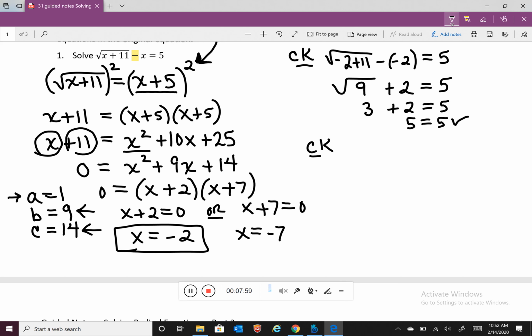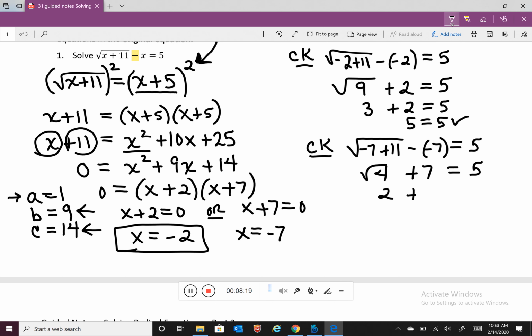For our second check, we're checking with x equals negative 7. So we have the square root of negative 7 plus 11 minus negative 7 equals 5. This gives us the square root of 4 plus 7 is supposed to equal 5. And we have a problem here, don't we? 9 does not equal 5, so this is what we call an extraneous root. This is not a solution. So negative 2 is our only solution.